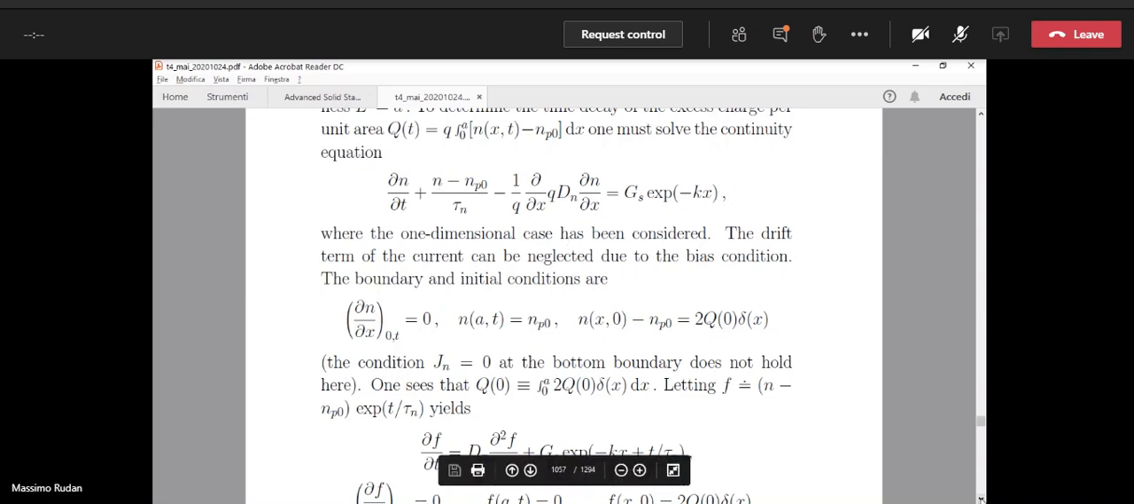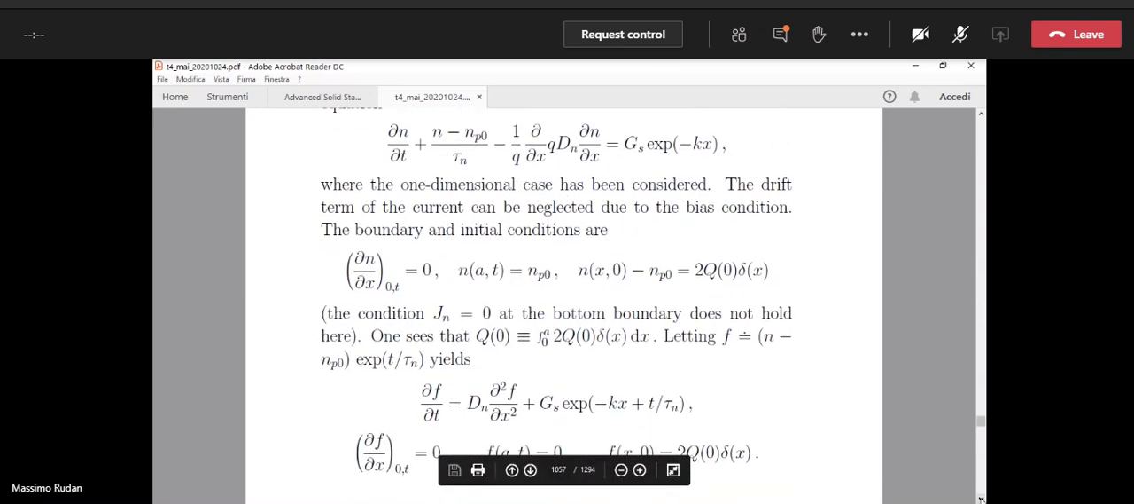So because of that, we can introduce an auxiliary function that we call small f. This auxiliary function is defined as n minus np0 times the exponential of t over tau n. When we replace this, the first two terms become the derivative of f with respect to t divided by the exponential. So we bring the exponential to the other side.